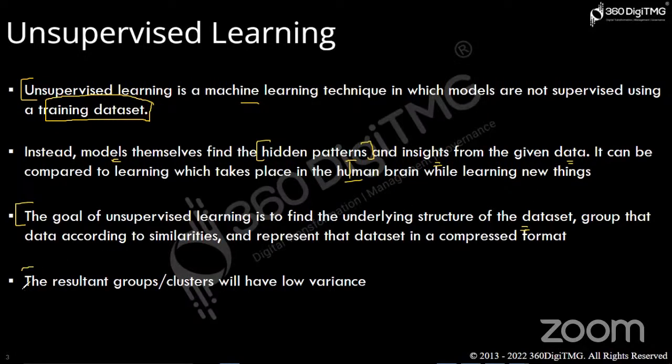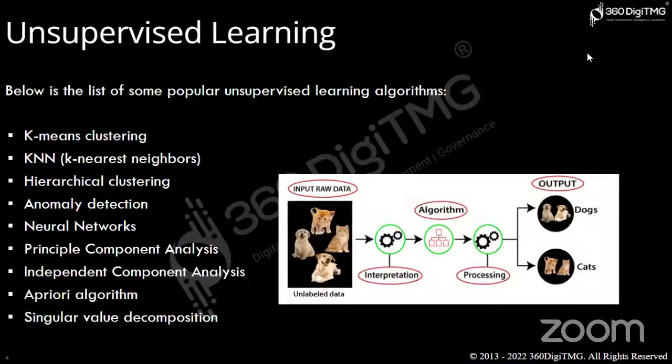So the resultant groups or clusters will have low variance. This is very important to understand, because all the data that we are taking into a different cluster will have low variance here. These are similar products, only similar products that we are trying to take into consideration here. So we can observe clearly what is happening.